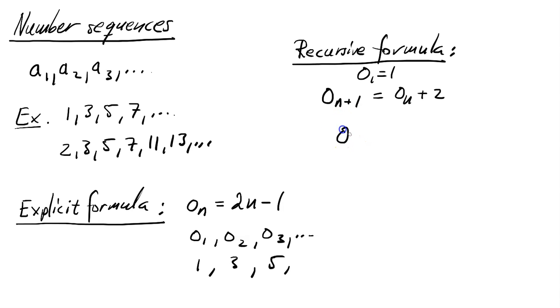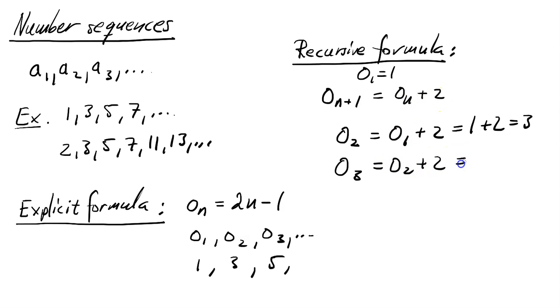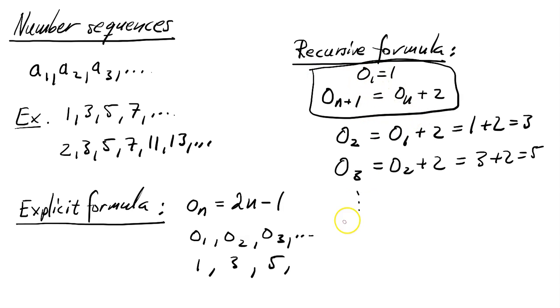So you see here, for example, that odd number 2, that's odd number 1 plus 2. So this is 1 plus 2, 3. And odd number 3, that is odd number 2 plus 2. And now we saw that odd number 2 is 3. So this is 3 plus 2, 5, and so on. So this is called a recursive formula. And then we have to have some starting value here. So we start with odd number 1, and then the rest is given in terms of the previous one.